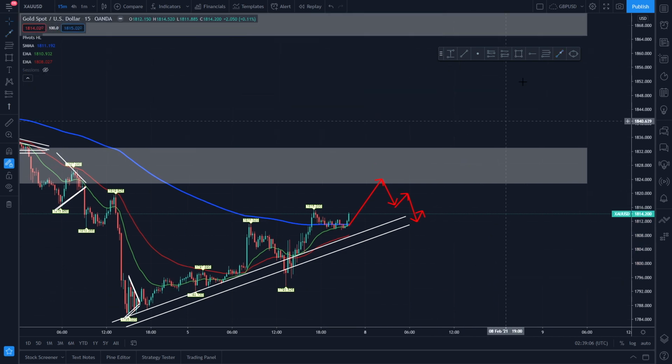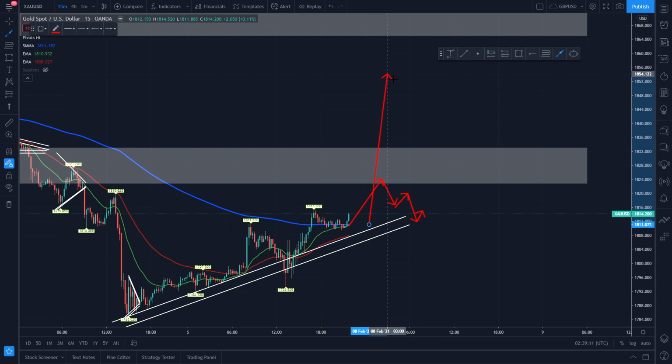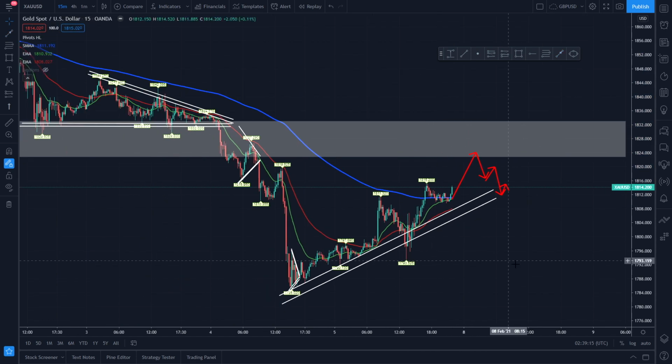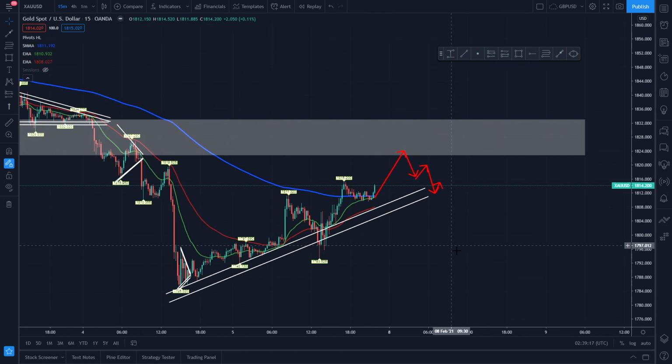Gold can just spike up like this. It happens. But I expect gold to do this movement here and break of that triangle. So that's pretty much what I see for gold in the future.